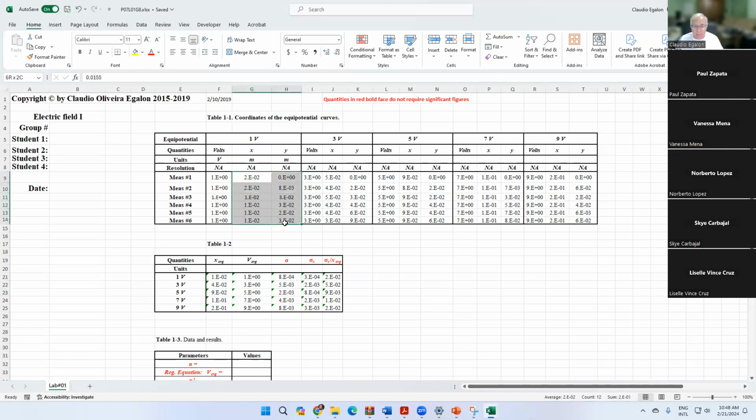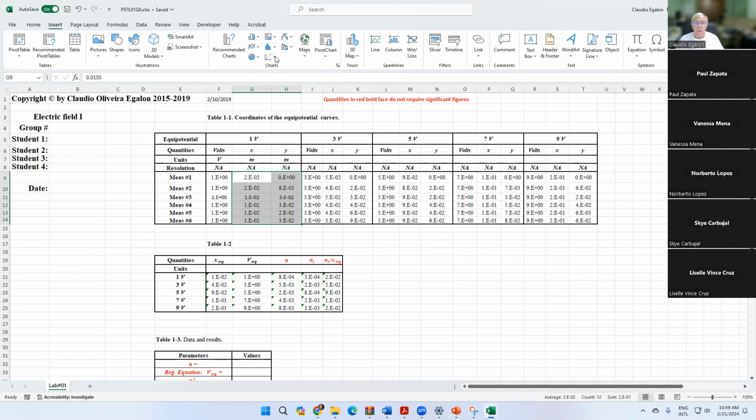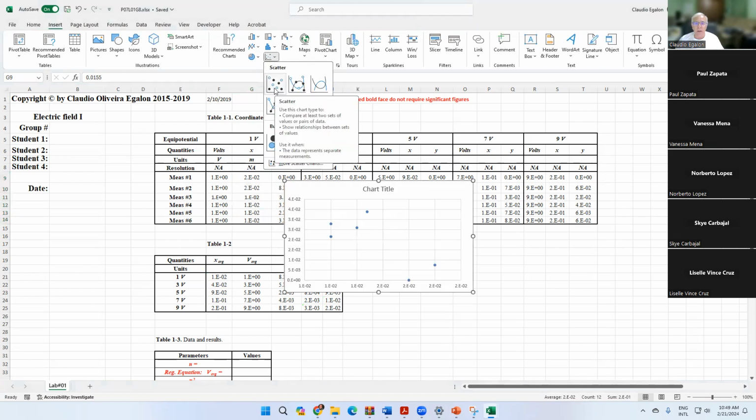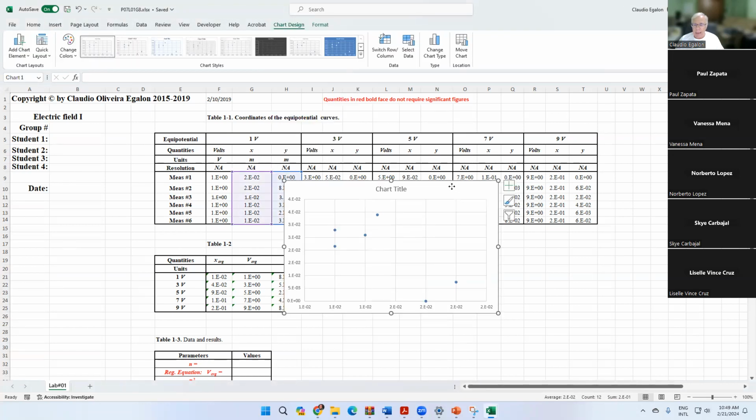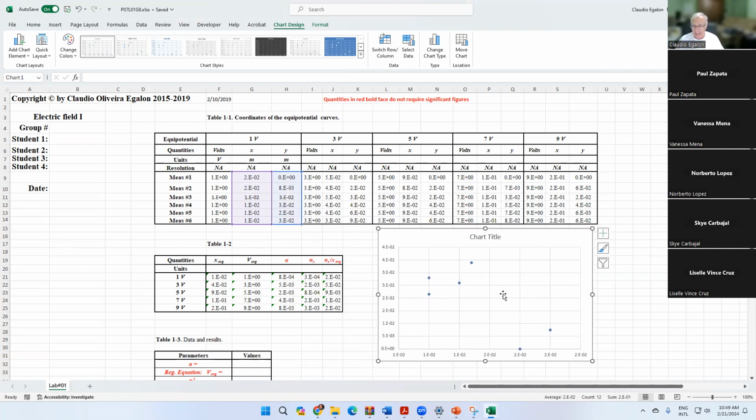You highlight those numbers, X and Y coordinates, okay? At this point in time, you should already know how to plot a graph with Excel, right? And that's what we're doing here. Highlight all the X and Y values. Okay, and then insert, go to chart, always get the scatter chart, and use the ones without lines, okay? Just with the data points. Here you go. That's my equipotential for 1 volt. Those are the points of my equipotential for 1 volt.